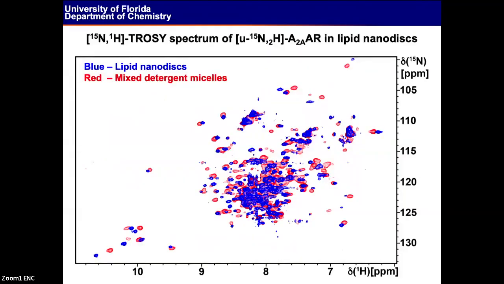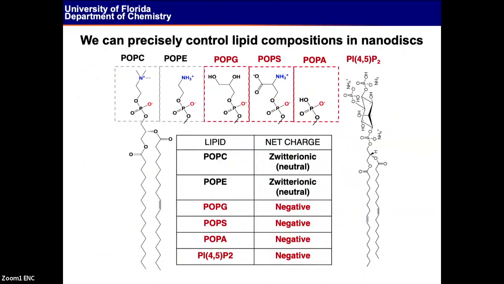Shown here is a superposition of 2 spectra. One is a TROSY spectrum of this receptor in detergent micelles, that's the red spectrum here. And you see also superimposed on that is a spectrum of the receptor in lipid nanodiscs, shown in blue. The spectra are identical. I'm not going to get into a detailed analysis of this data right now, but just to highlight the fact that the protein is folded within lipid bilayers.